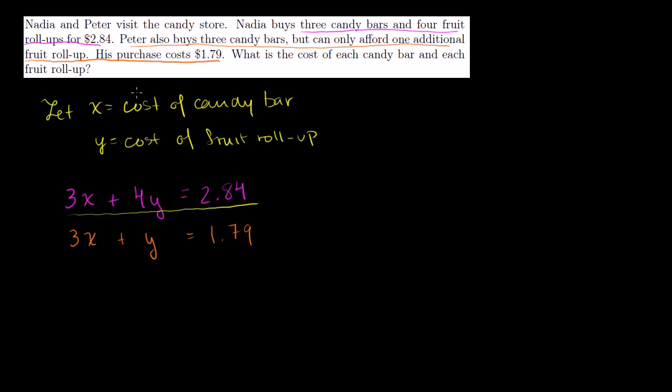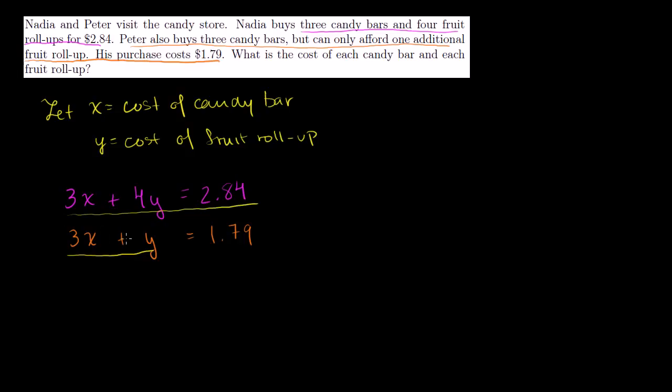Well, like in the problem we did a little bit earlier in the video, what if we subtract 3x plus y from 3x plus 4y on the left-hand side, and subtract $1.79 from the right-hand side? And remember, by doing that, I would be subtracting the same thing from both sides of the equation. This is $1.79. How do I know? Because it says this is equal to $1.79.